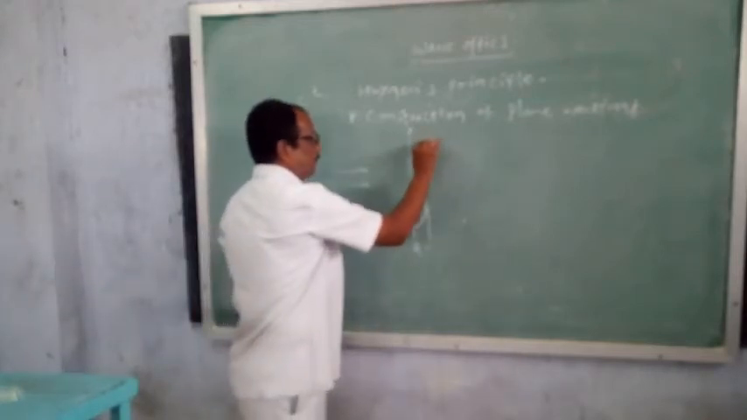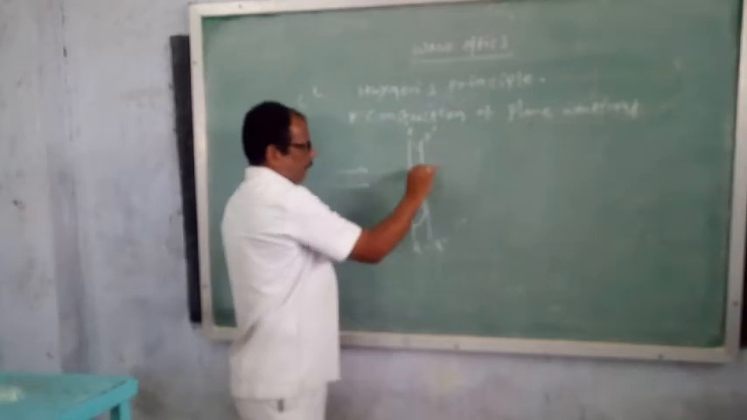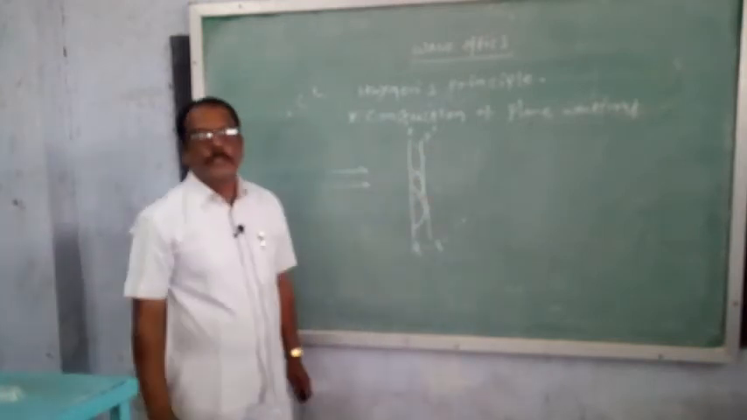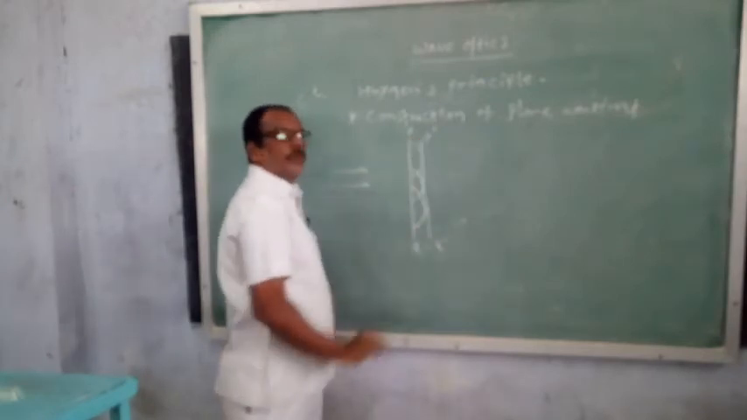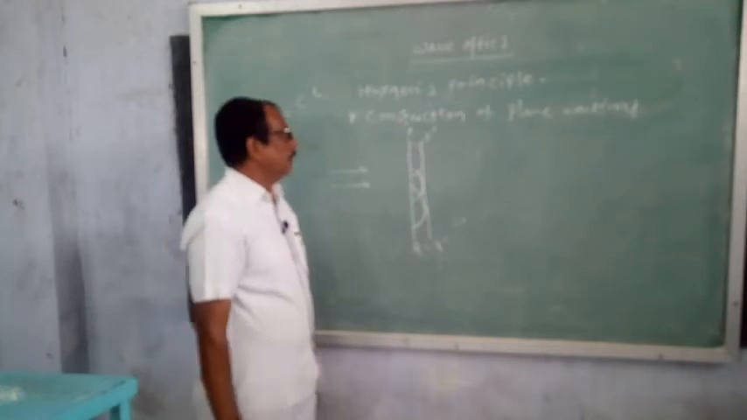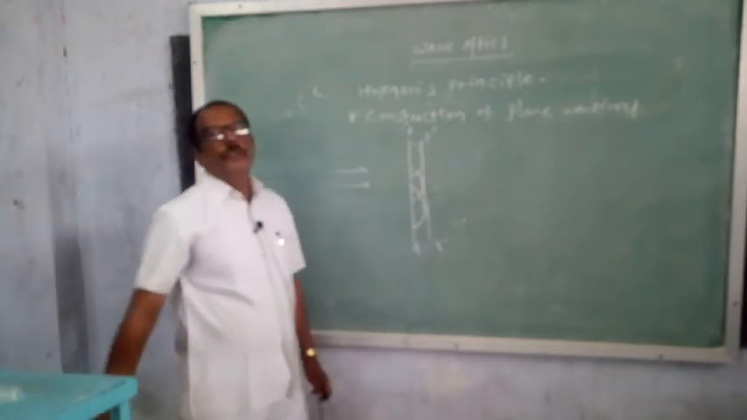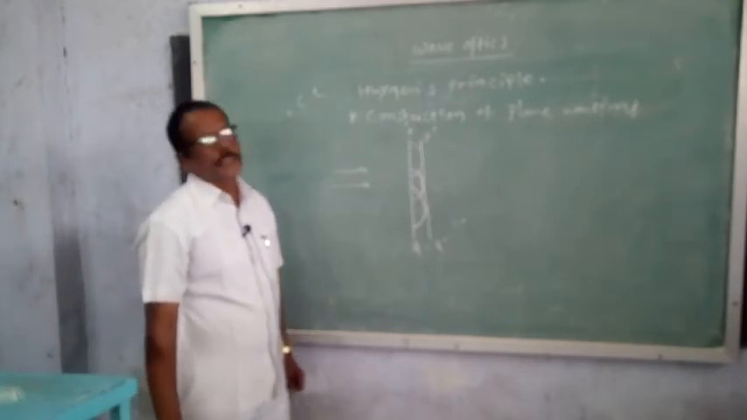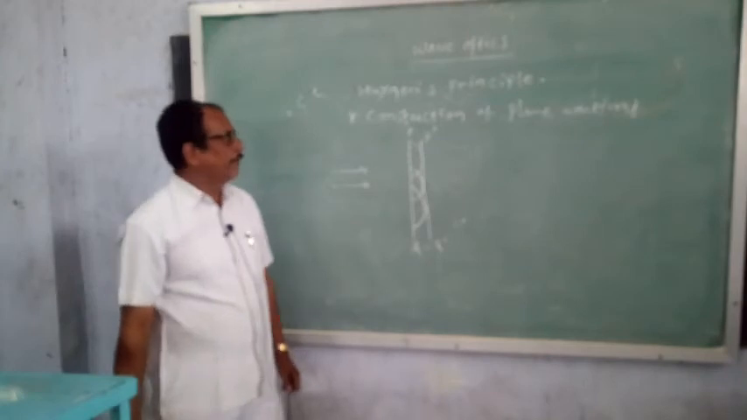Envelope means this P dash Q dash is the envelope which is tangential to all the spheres, that is secondary waves. Then this new wavefront P dash Q dash after instant t represents the nature and position of the new wavefront at later instant small t. This is the construction of plane wavefront.